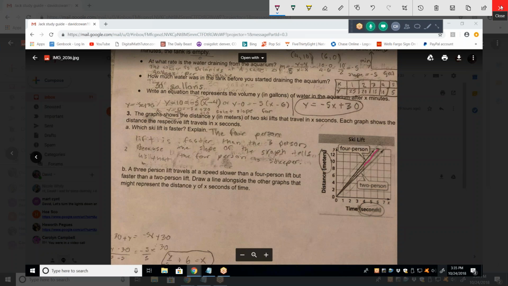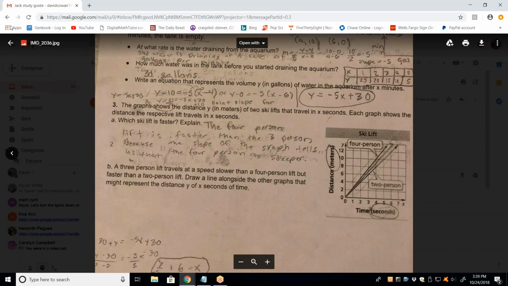So now we're going to the other page. Yeah. There was nothing else on there, was there? No. No.